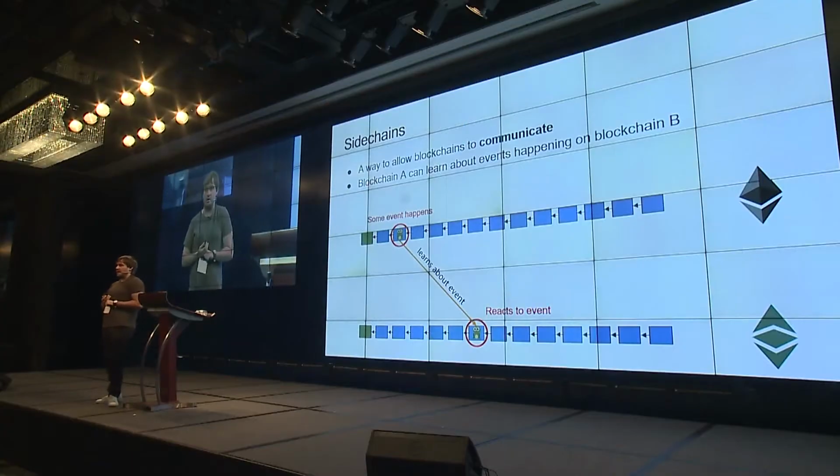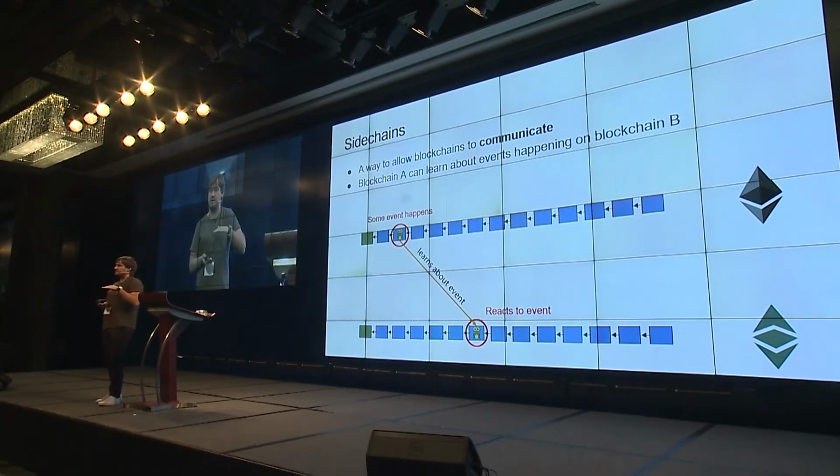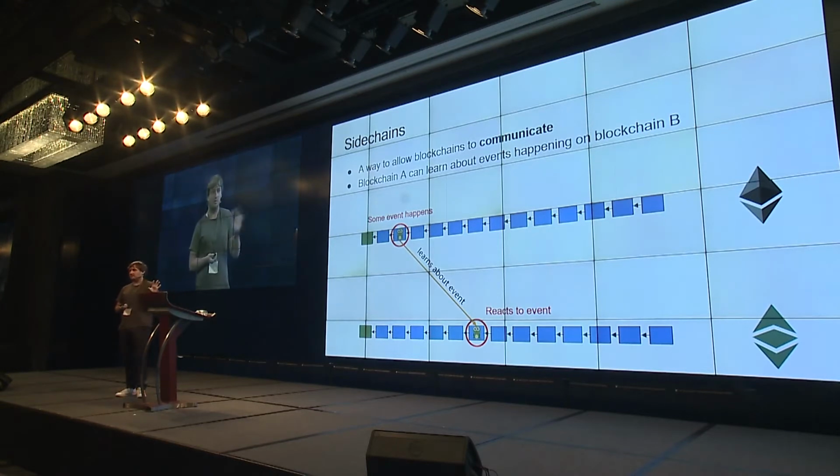So what are we trying to do here? Here we have two blockchains, and in this talk I will use the example of Ethereum and Ethereum Classic, but really you can have any two blockchains interface with each other as long as they have some sort of smart contract support. So Ethereum and Ethereum Classic are the perfect example of this.